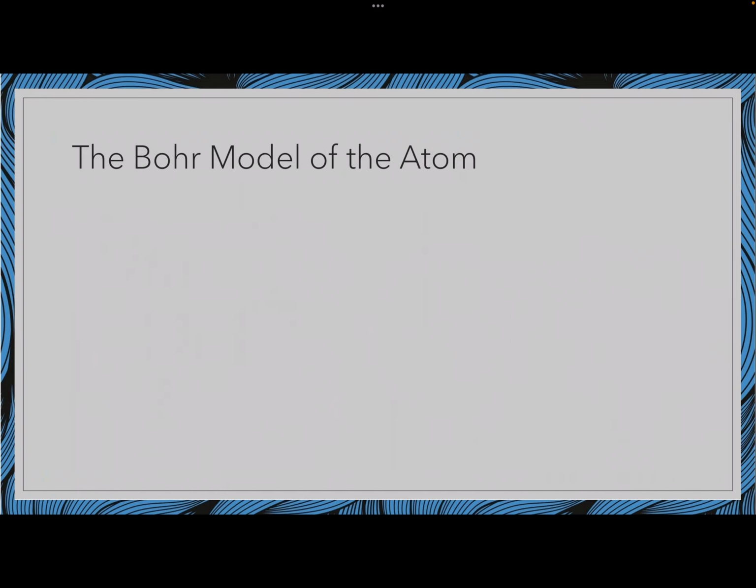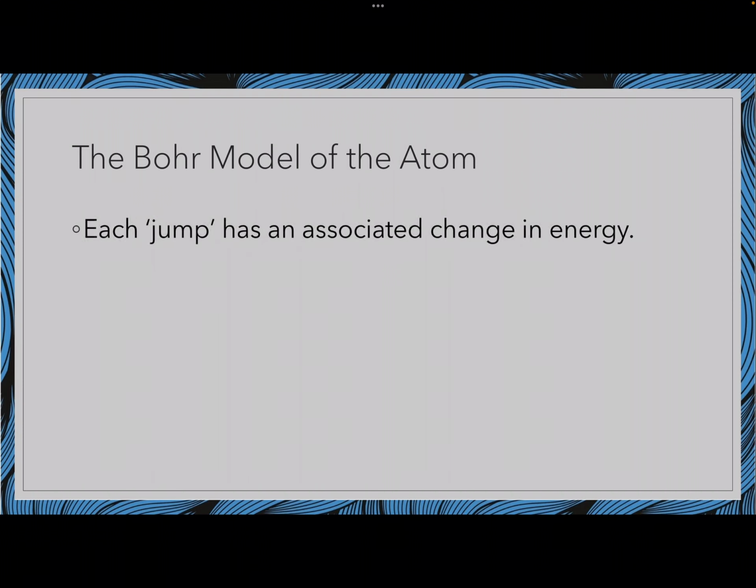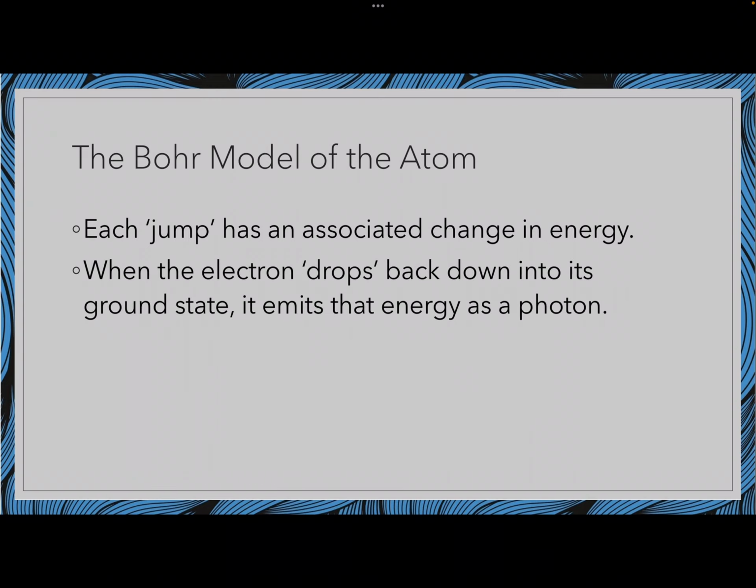Now, each jump has an associated change in energy. Basically, the more energy we put in, the more it jumps. When the electron drops back down into its ground state, it emits that energy as a photon. So we're taking heat energy, it's absorbing that and getting into an excited state, and then it emits that as a photon, so as light energy.